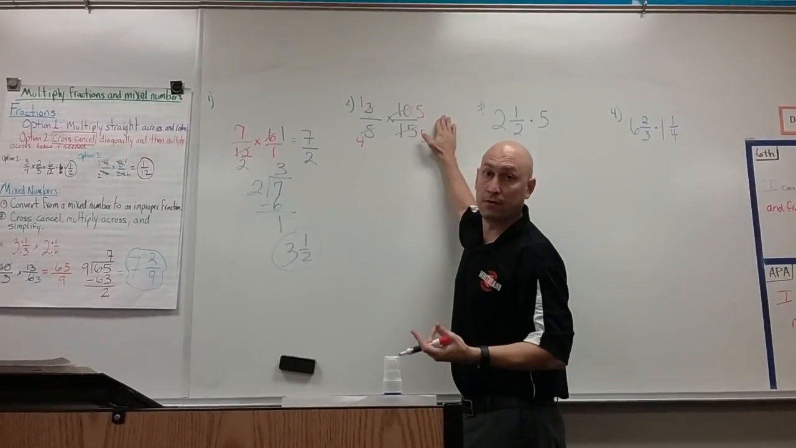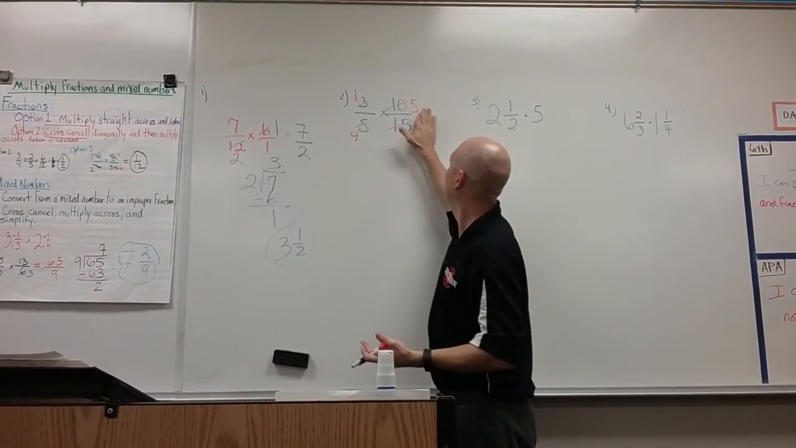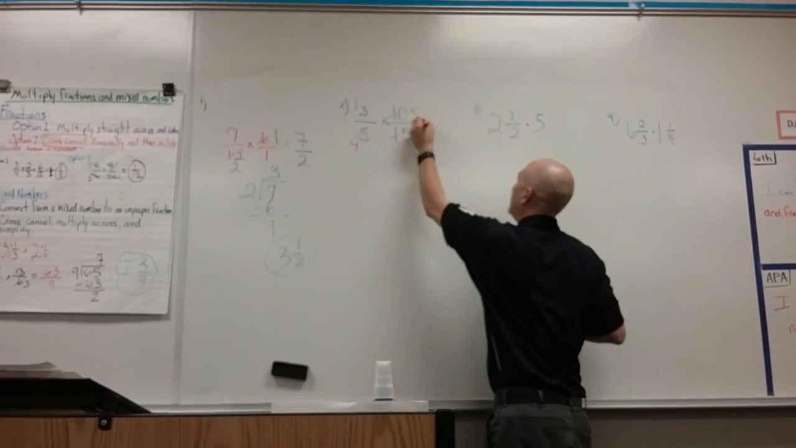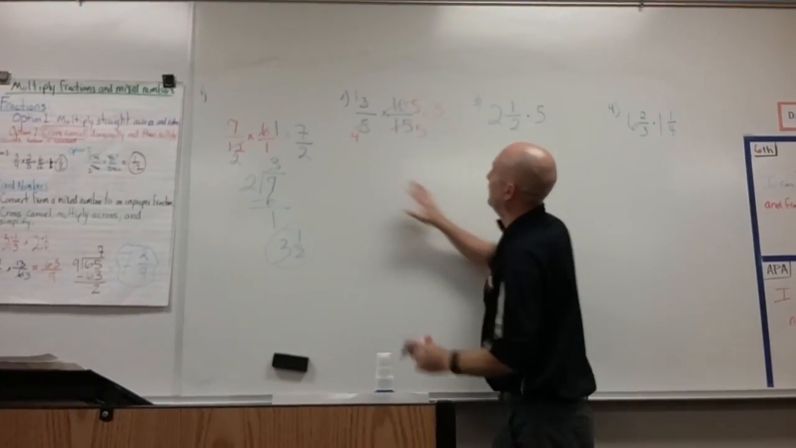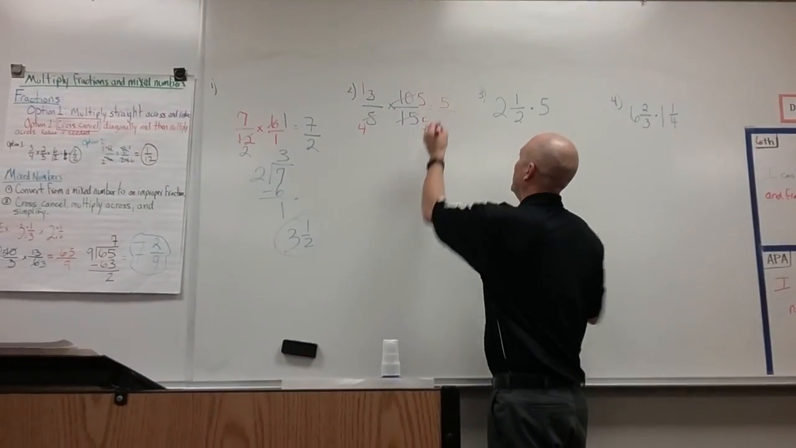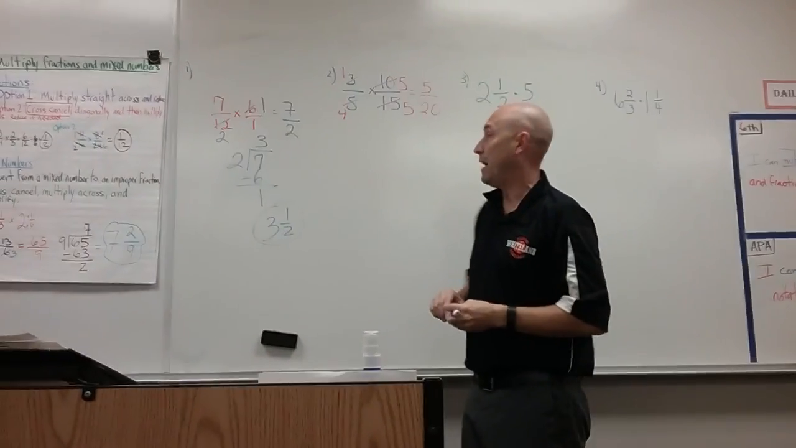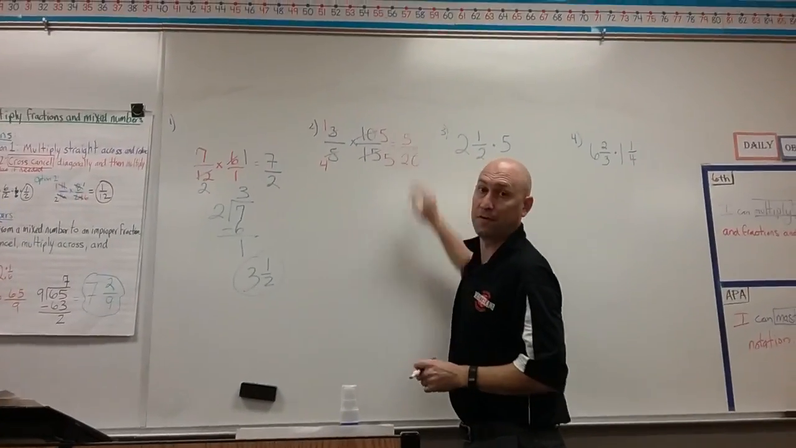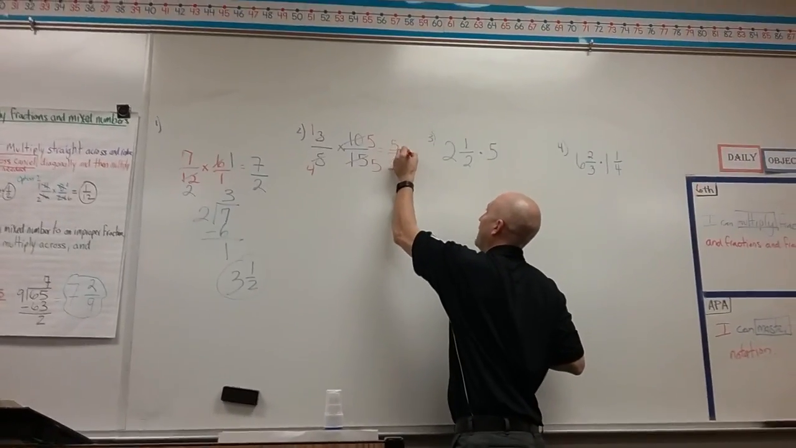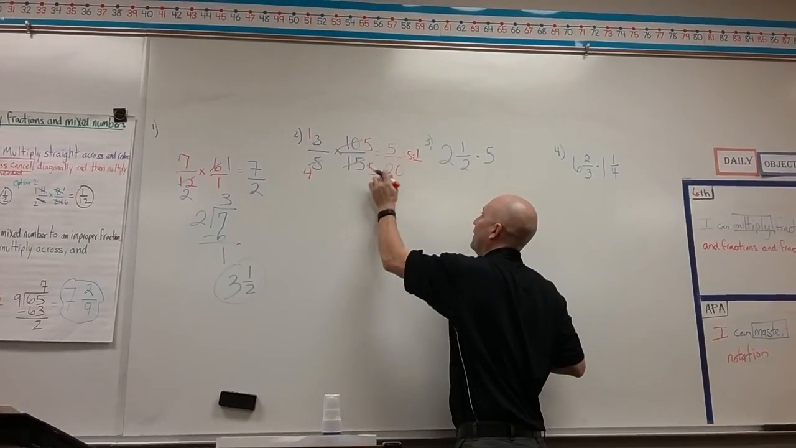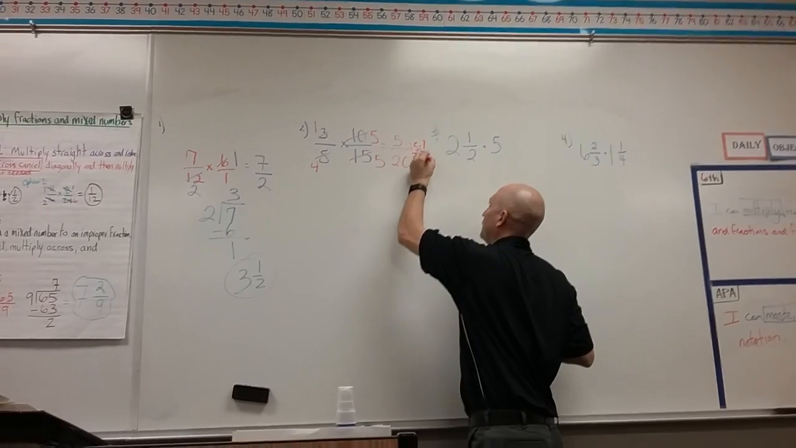Now I'm going to multiply straight across. 5 times 1 is 5. 4 times 5 is 20. And I want to reduce that fraction if possible. I can divide both of these by 5. 5 divided by 5 is 1. 20 divided by 5 is 4.